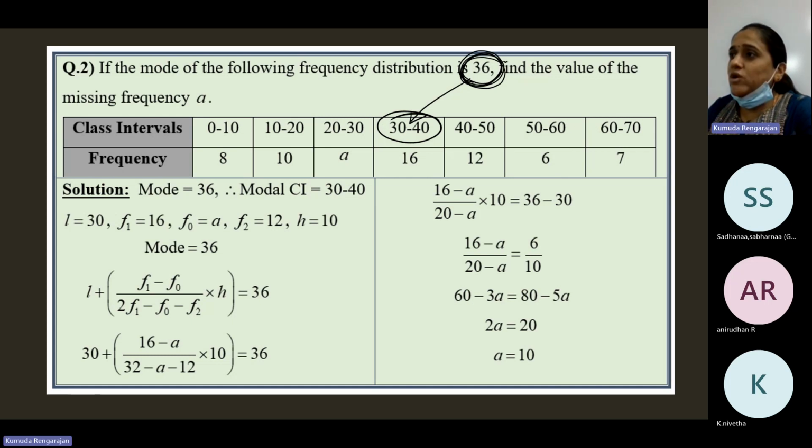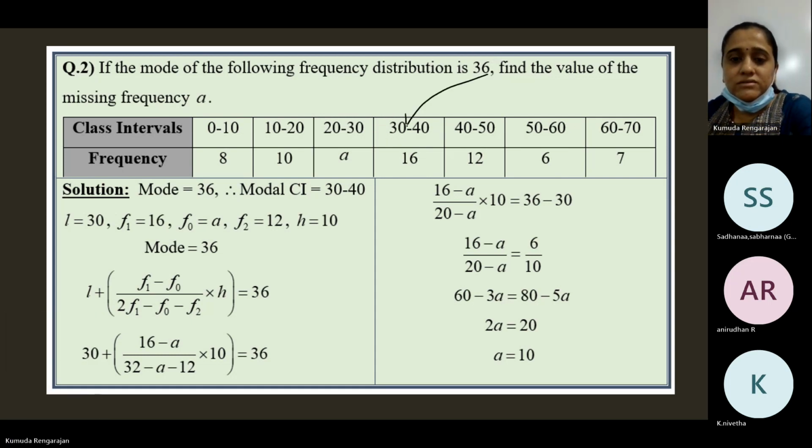So n by 2 for median is used only when you know all the frequencies. Similarly, the highest frequency here can be used only when you know all the frequencies. If one or two frequencies are missing, you should use the value of the median or the value of the mode to find the median class interval or the modal class interval. Okay, so 36. So this is the modal class interval, mode is given.